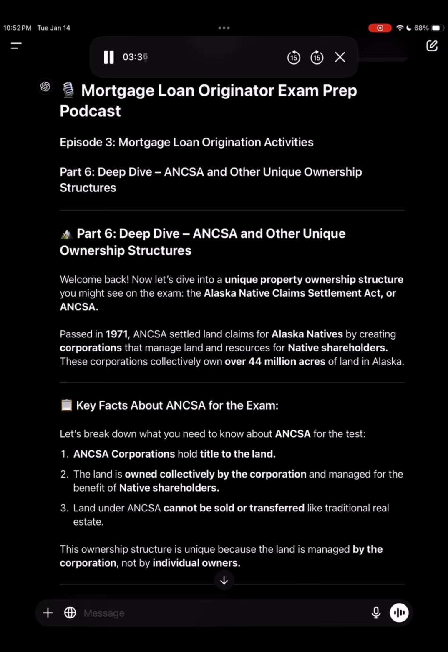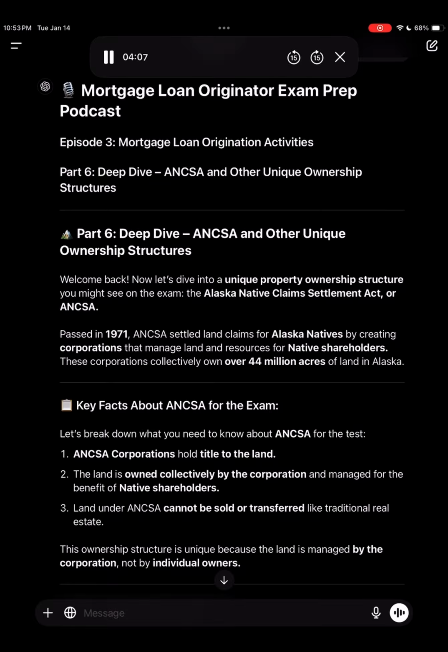Key facts about ANCSA for the exam. Let's break down what you need to know about ANCSA for the test. 1. ANCSA corporations hold title to the land. 2. The land is owned collectively by the corporation and managed for the benefit of Native shareholders. 3. Land under ANCSA cannot be sold or transferred like traditional real estate. This ownership structure is unique because the land is managed by the corporation, not by individual owners.